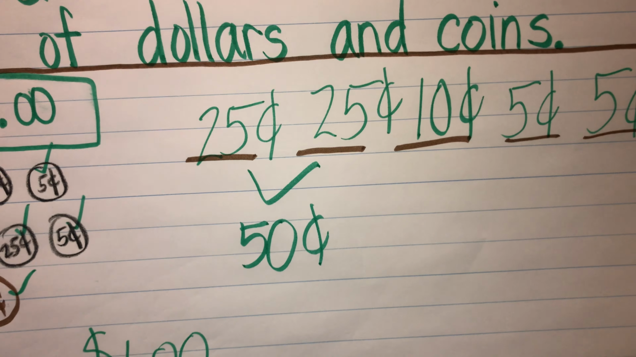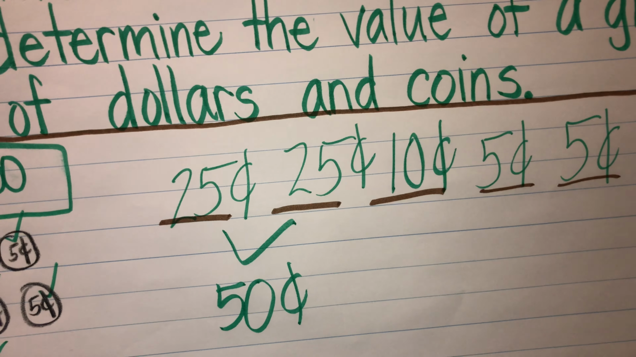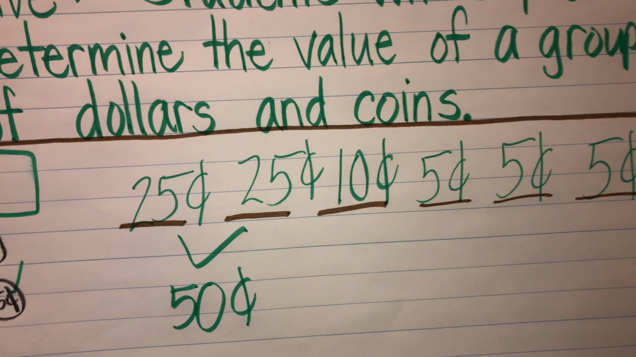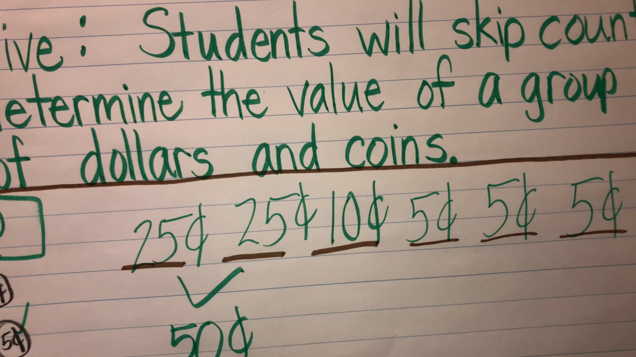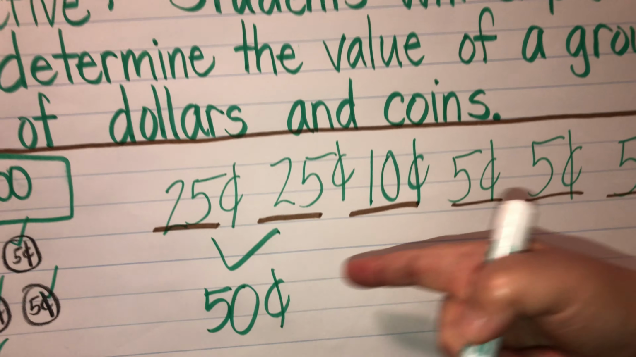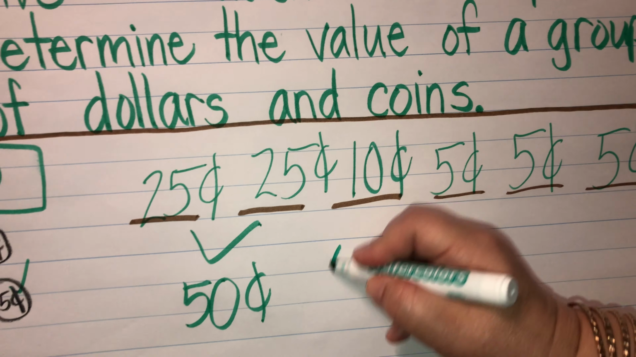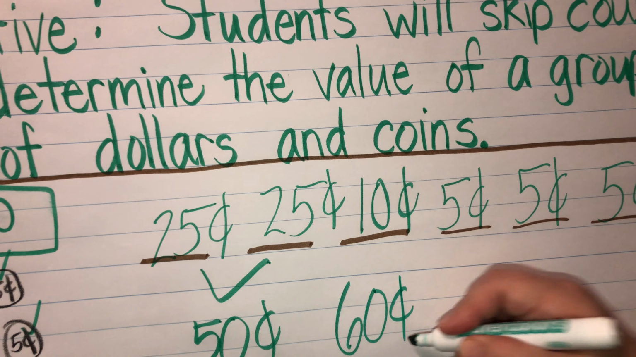And now the next coin that I'm going to add is a dime. So what should I skip count by if I'm adding a dime? Ask yourself, what should you skip count by? You should skip count by tens. So 50, and if I add 10, I have 60 cents.